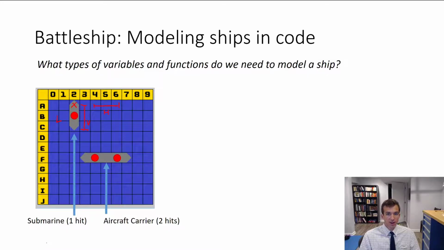We also want some functions. We want to be able to do things with our ships, like hit them. We want to be able to tell a ship, hey, the guess was C7. Is that a hit or is that a miss? Did that hit you? And the aircraft carrier should say, nope, didn't hit me. And the submarine should say, nope, didn't hit me either. All right, so we'd like some function like is hit.